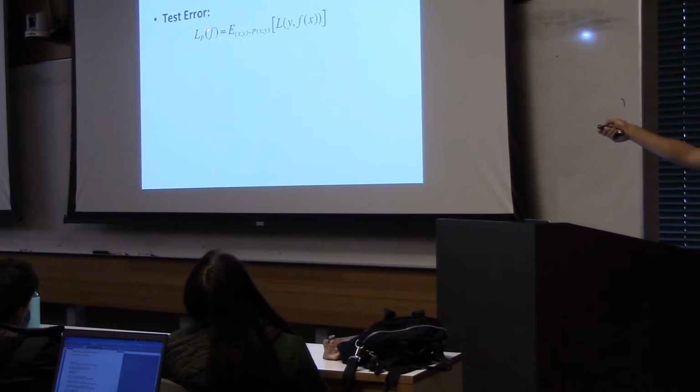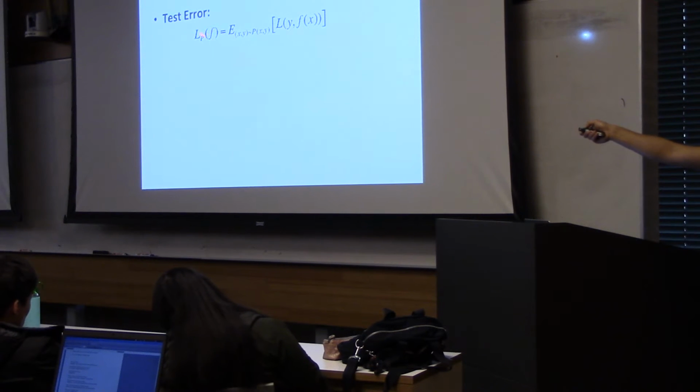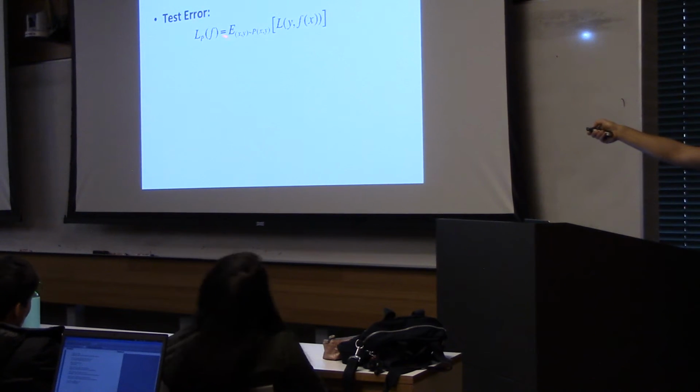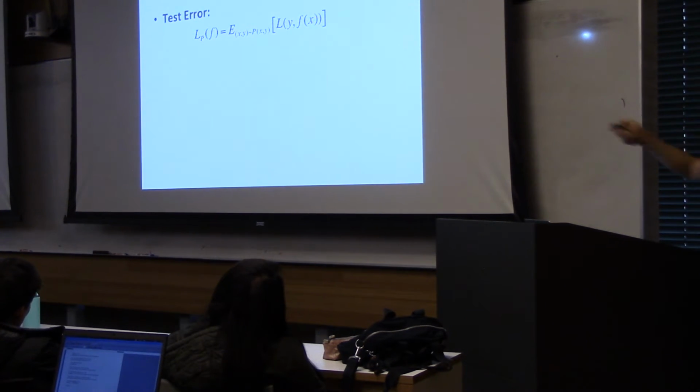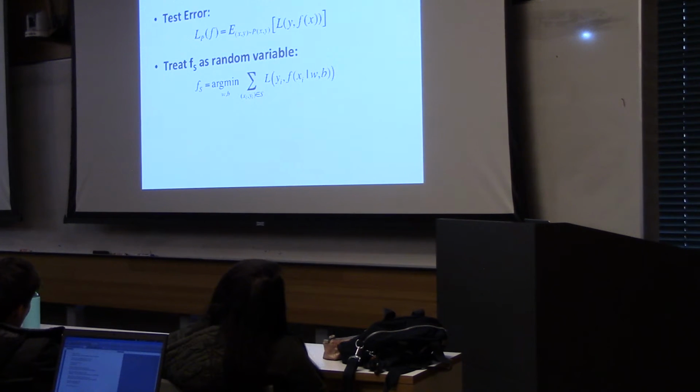It's the expected value. So this is the test error. This is the test error of a single model. So let F be a single model in my model class. This is the test error. We could treat our models as a random variable, right?